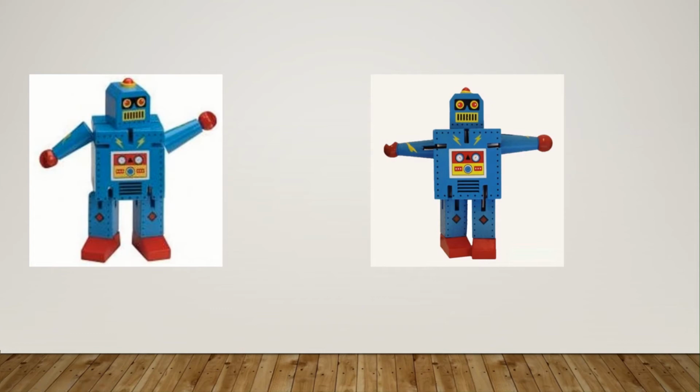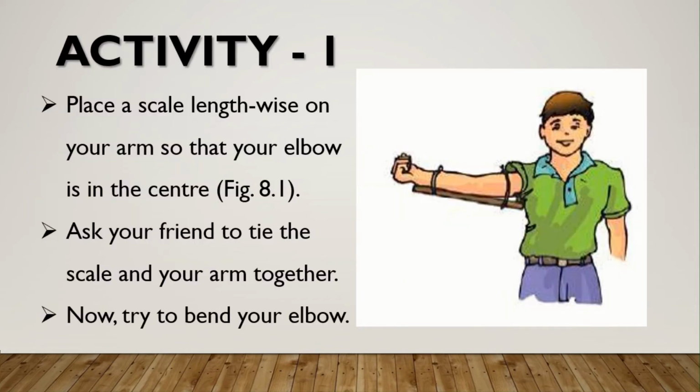Okay, so the place from where the body or a part of the body is able to move, that place is called a joint. Now, what is the importance of joints in our body? We will study that with the help of an activity in your textbook, activity number 1.